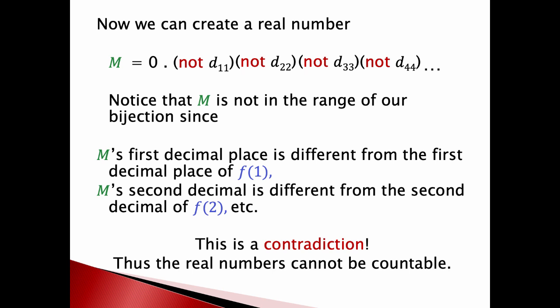So what this says is really important. We have a big jump here from countable natural numbers, countable integers, countable rational numbers, to suddenly the real numbers are not countable. There's a lot more real numbers than there are rational numbers, for example.